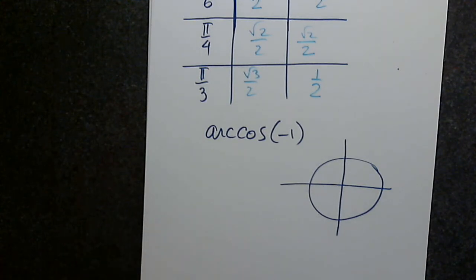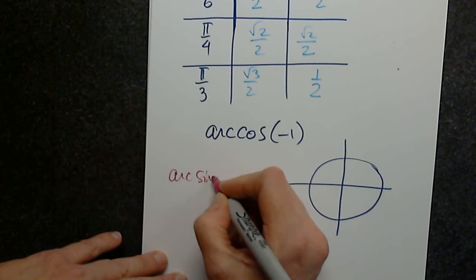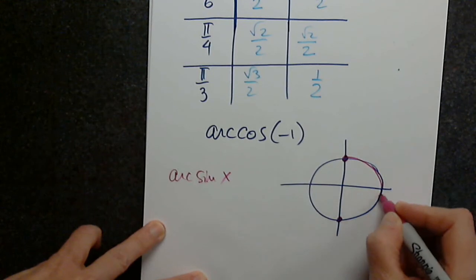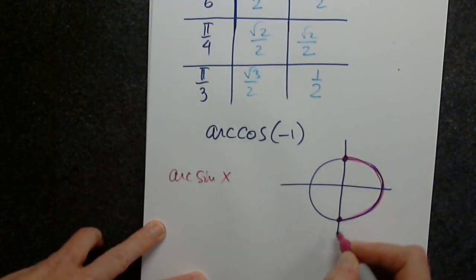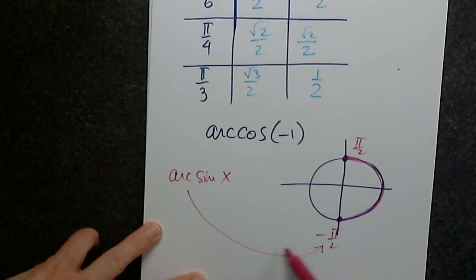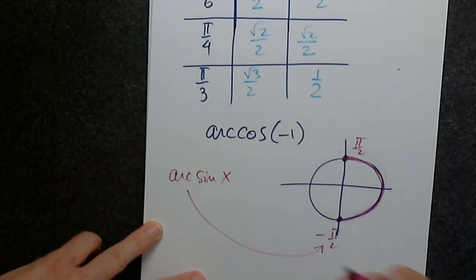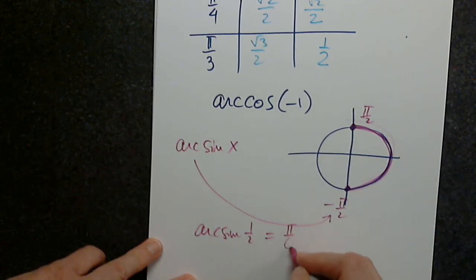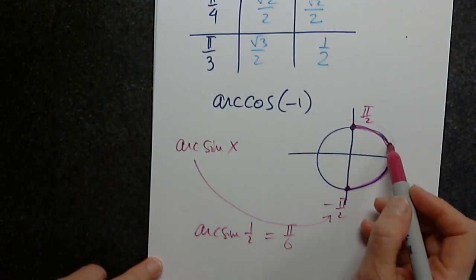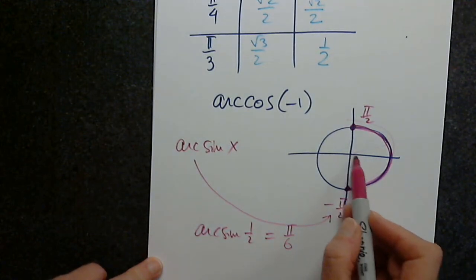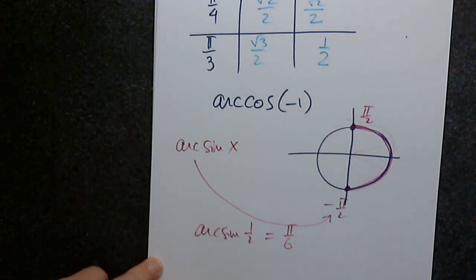Whenever you are asked to determine arc sine, you have to give an answer between -pi/2 and pi/2. That's for arc sine, between -pi/2 and pi/2. So arc sine 1/2, you have to say pi/6, which is right here. Arc sine -1/2, you have to say -pi/6.